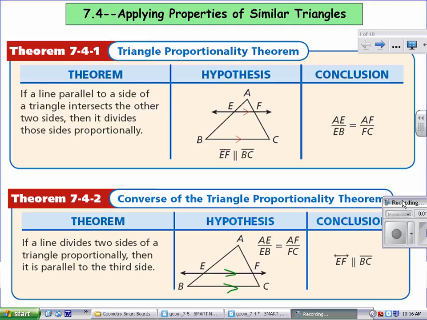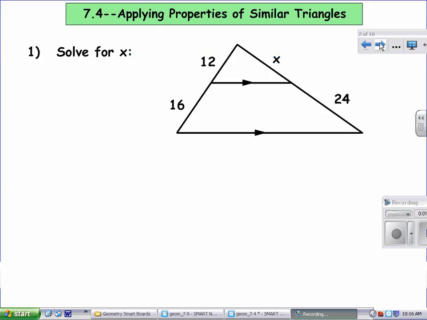All right, let's go ahead and move into some examples. And the examples are really nice. I think you'll see this pretty quickly and easily. I don't think this will be a big deal for you.